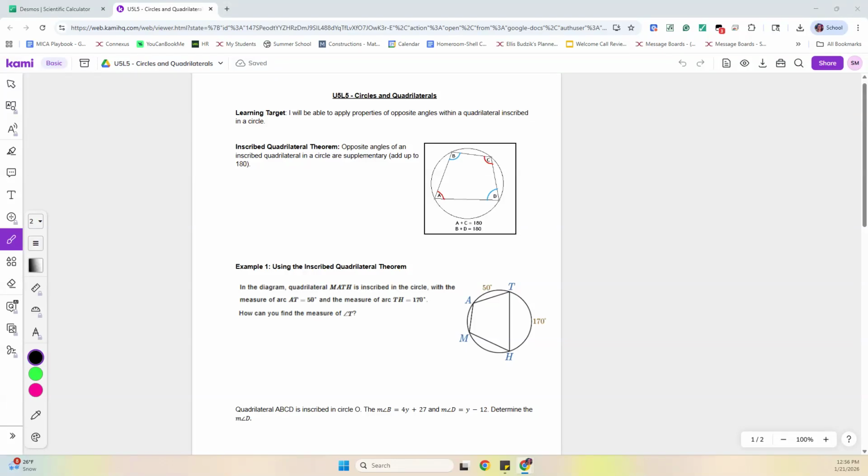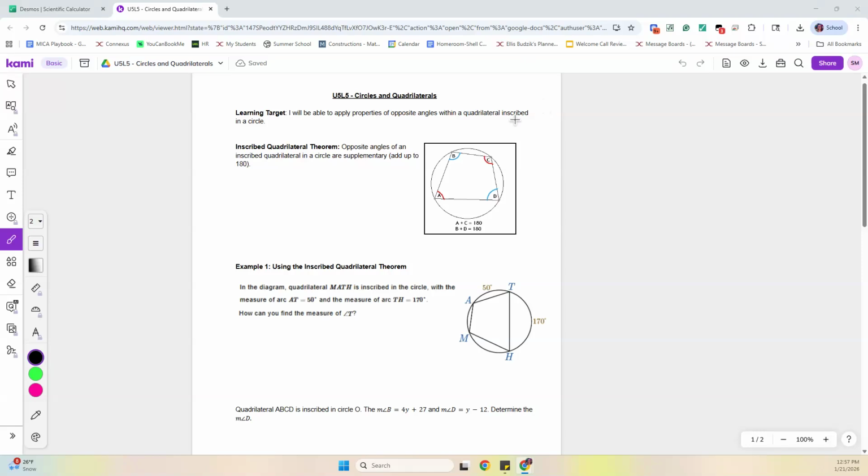All right, so for this section, we're going to be talking about quadrilaterals inside of circles. So we have something called the inscribed quadrilateral theorem. And inscribed, remember, means inside of a circle. So if we have a quadrilateral inside of a circle, then opposite angles of that inscribed quadrilateral are supplementary, which means they add up to 180. It's a little bit of a different concept from what we've learned about quadrilaterals before.